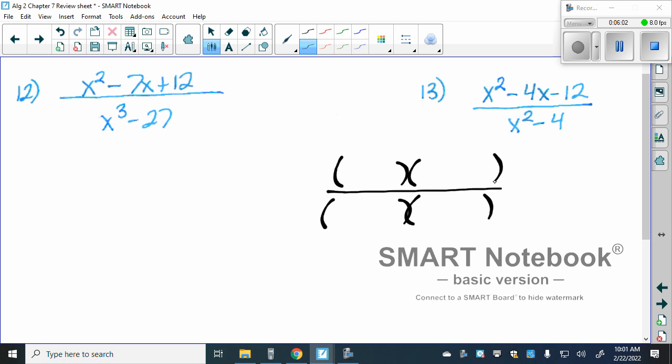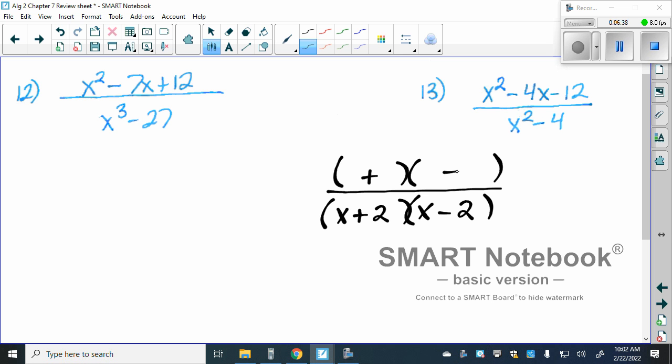Now looking at the denominator, we have x squared minus 4. X plus 2 and x minus 2. And on any of these, I would always be looking for the one that factors easiest. Whichever one you feel most comfortable with or can factor the easiest, do it first. Because then when we go back to the top, for x squared minus 4x minus 12, the negative 12 tells me that the signs are opposite. One's going to be positive, one's going to be negative.